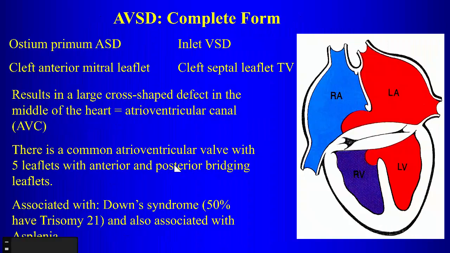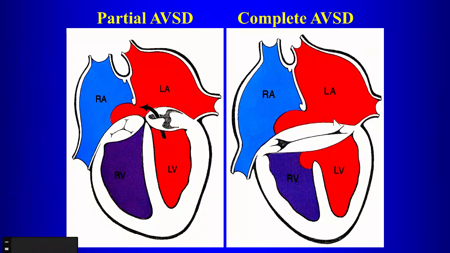Recognize the complete form of endocardial cushion defect. With the complete form, you will have ASD, VSD, but you will have one common bridging valve going all the way across here. And that's your complete endocardial cushion defect. And that's associated with trisomy 21, the complete endocardial cushion defect.